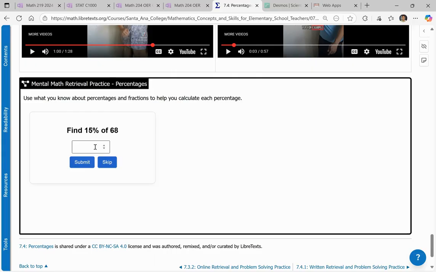Next problem, 15% of 68. In this case, I would do 10% of 68, which is 6.8. And then half of that is 3.4. So is that 9.2? Let's see. Oops. 10% of 68 is 6.8, and then 5% is half of 10%. So that's 3.4. So I need 6.8 plus 3.4. So it turns out to be 10.2.